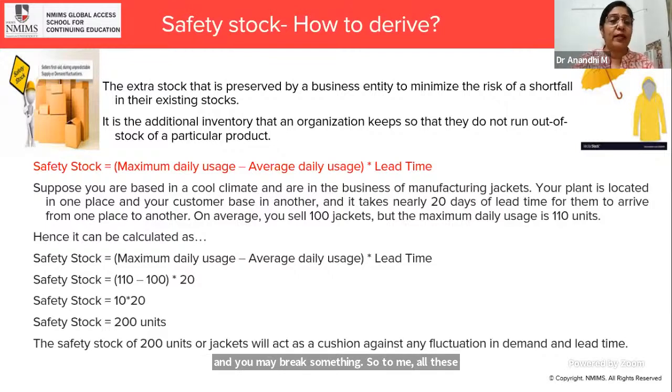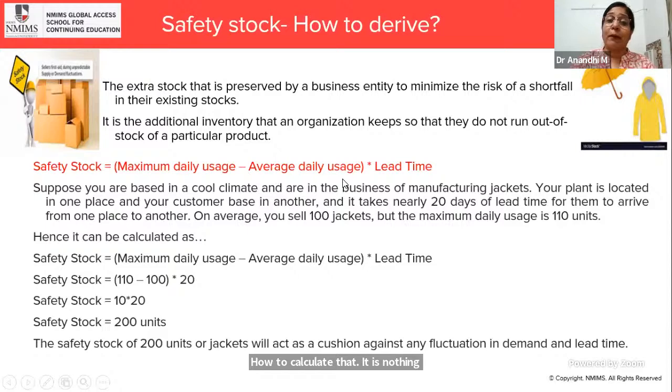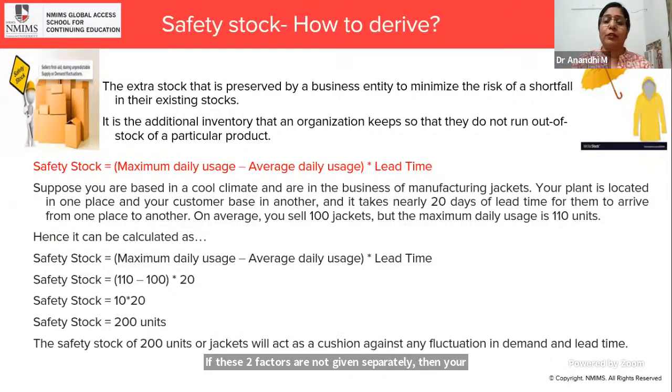How to calculate that? It is nothing but maximum daily usage minus average daily usage, multiplied by lead time. If these two factors are not given separately, then it is your daily usage multiplied by your lead time. Lead time is the time taken by your supplier to supply that raw material to you. So you will have the safety stock.